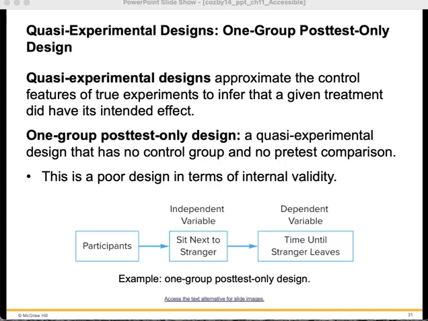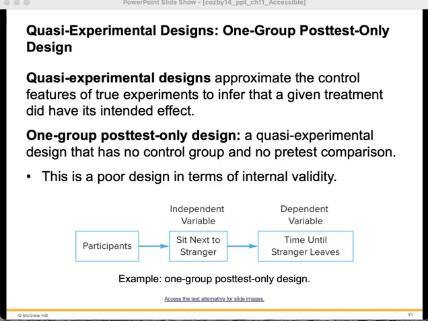The textbook talks about, suppose you want to investigate whether sitting close to a stranger will cause the stranger to move away. So you might try sitting next to a number of strangers and measure the number of seconds that elapse before they leave. So your design would look like this. There's a participant, the independent variable is sitting next to the stranger, and a dependent variable, the time until the stranger leaves.